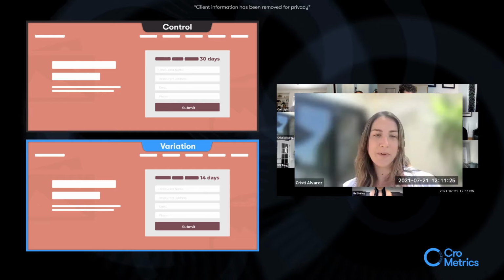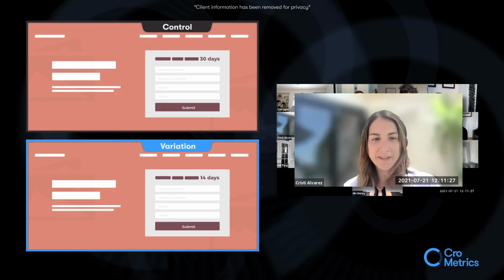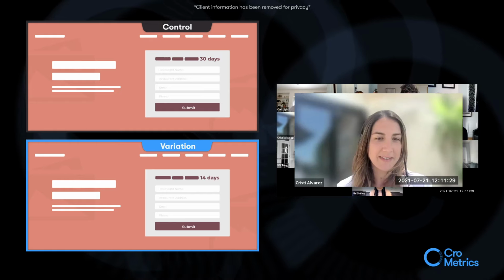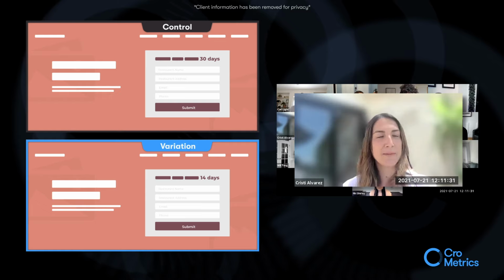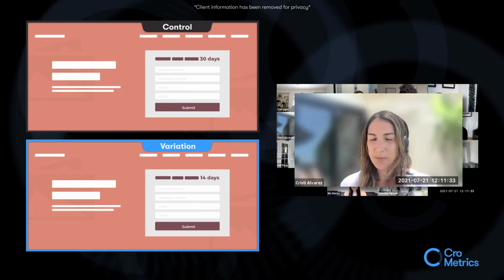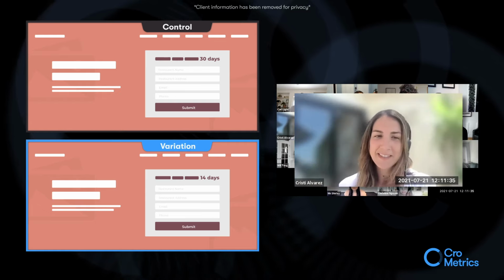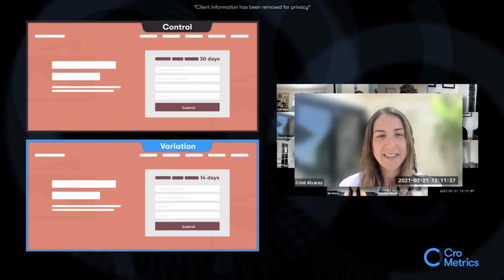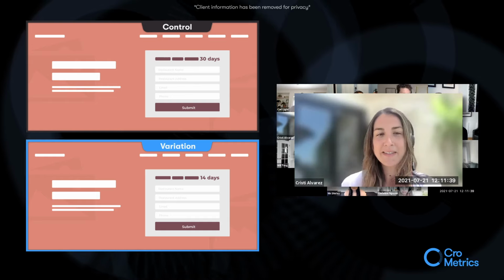I'm going to go with variation one as the winner here, just because it has, I guess, a little bit more leniency as far as what is considered a win in this situation. And I think 14 days is still pretty compelling.